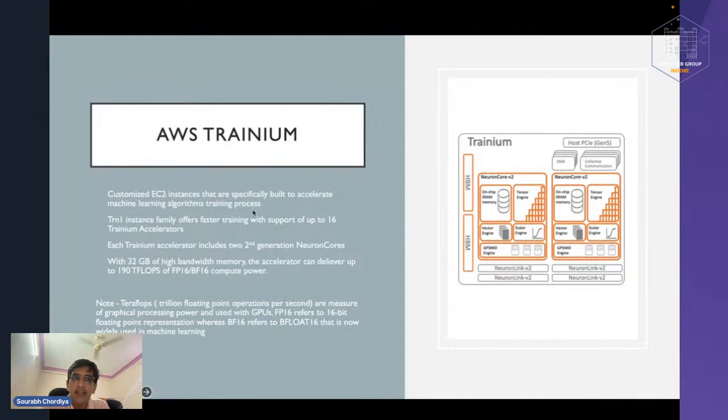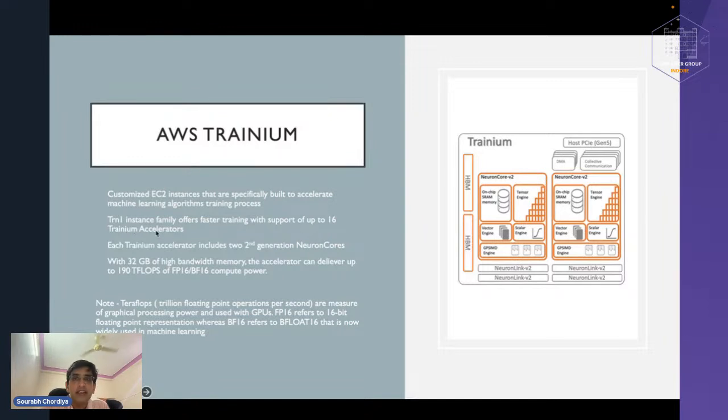The machine learning training process and inference process, as I mentioned, are two different phases, right? When you train, you give the data so that the algorithm can make sense out of it, and in inference you give it unknown data so that it can give you some sort of meaningful output. The Trainium family supports faster training with 16 Trainium accelerators.